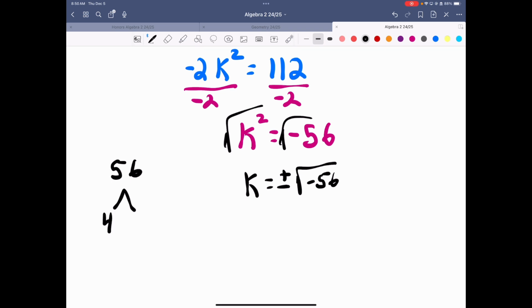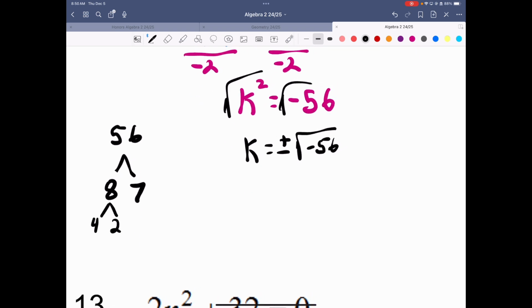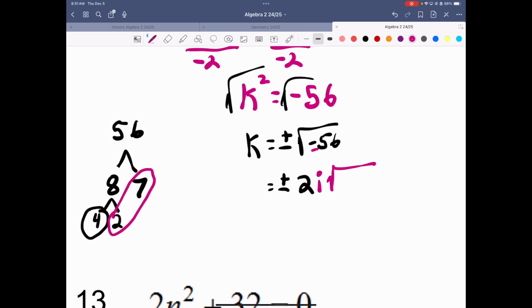I think 4 goes into it. 8 and 7. So 8 is 4 times 2. Now I've got my 4 sitting there, so I'm not going to do it anymore. So we've got plus or minus. The square root of 4 is 2. It's negative, so we put our i times the square root of, we've got a 2 and a 7 that are lonesome. We got to make them unlonesome. 14. That's your solution.